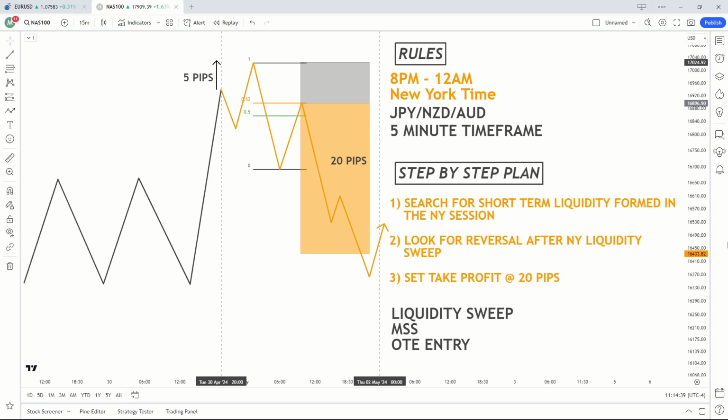Now, before we get into the step-by-step plan, I want to outline a couple rules for this strategy. So we are trading the Asian session Killzone, which is from 8 PM to 12 PM New York time. Now, this is a very convenient time for many of you.